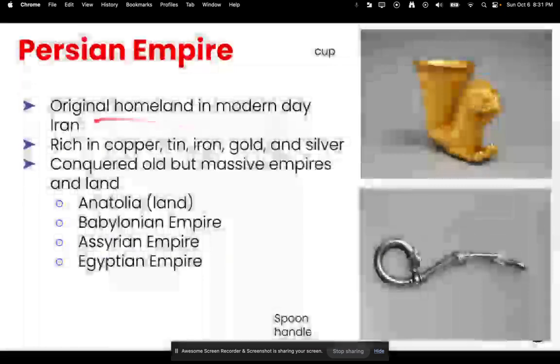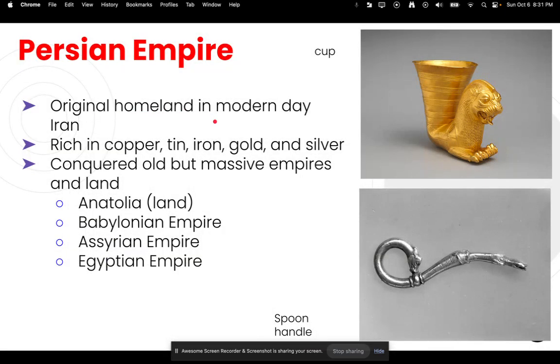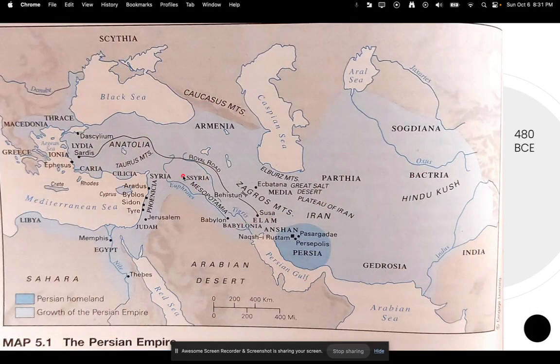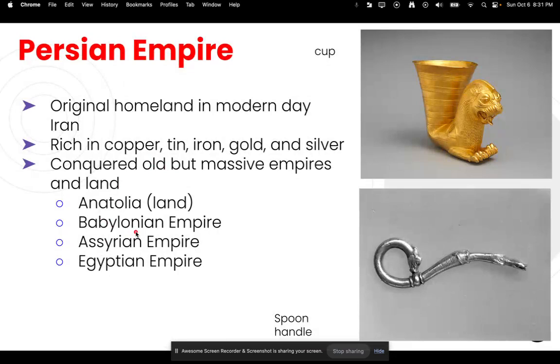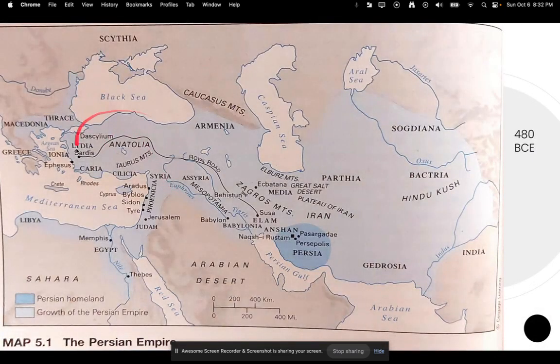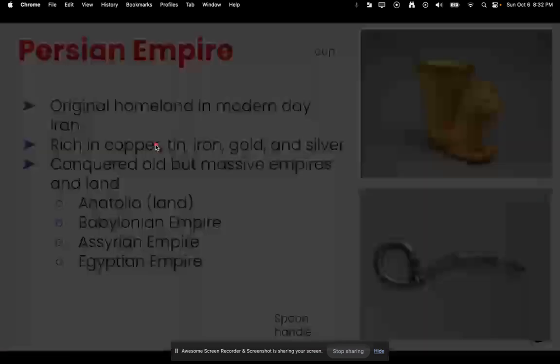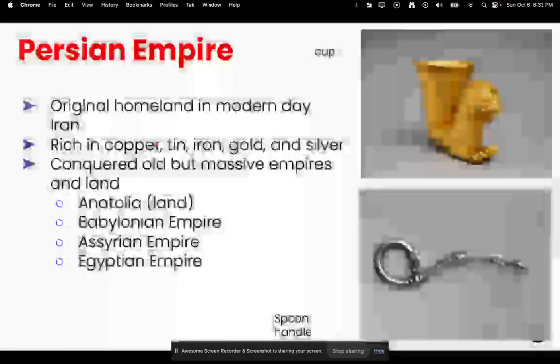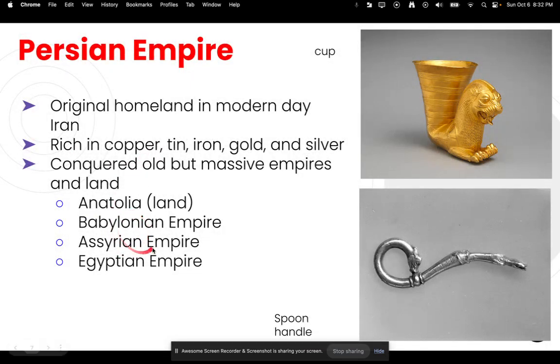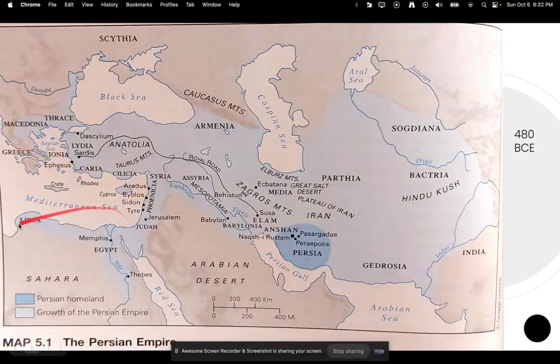So, the Persian Empire's original homeland, like I said before, is in modern day Iran. It is rich in copper, tin, iron, gold, and silver. And it conquered old but massive empires and land in order to gain this massive size. Some of those older and smaller empires included Anatolia, which we learned about in Unit 1, right over here in modern day Turkey. Also the Babylonian Empire and the Assyrian Empire. We talked very briefly about those two in Unit 1. And then, of course, the Egyptian Empire as well. They dominated that.